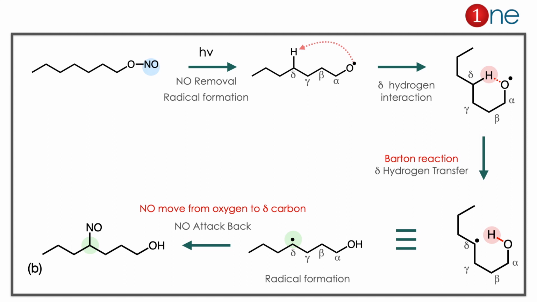The starting material has ONO, and you are using light. So the reaction is technically called the Barton reaction. It involves delta hydrogen transfer. The first step of the reaction is radical formation. The light kicks out NO, and you have the radical there. There is a possibility of delta hydrogen transfer because the delta hydrogen is available.